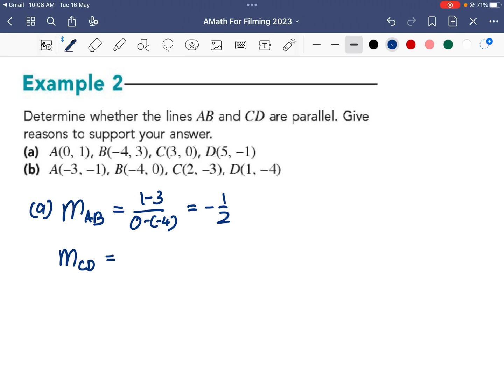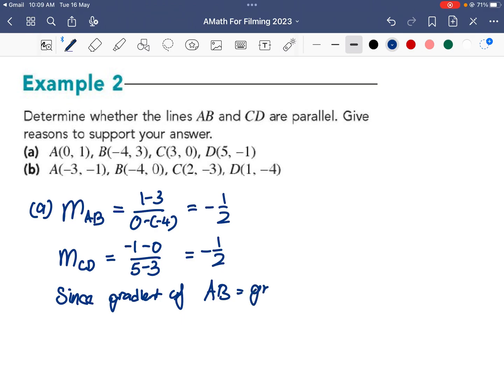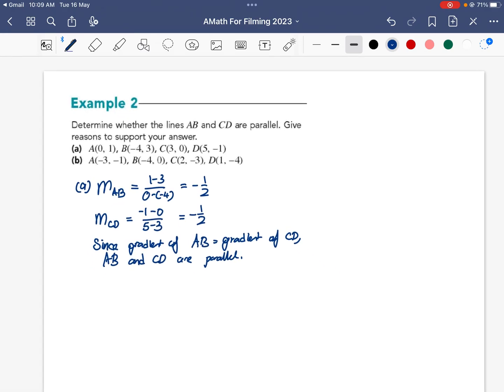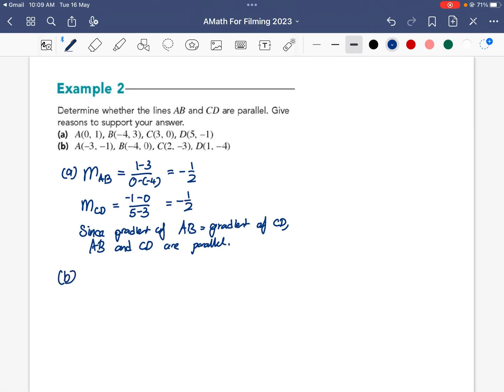Similarly, if I attempt to find the gradient of CD, again, note the notation, gradient of CD, I will say 0 minus 1 over 5 minus 3. And I find that my gradient here is also negative half. The statement I shall make is, since gradient of AB equals gradient of CD, AB and CD are parallel. Okay, on to part B.